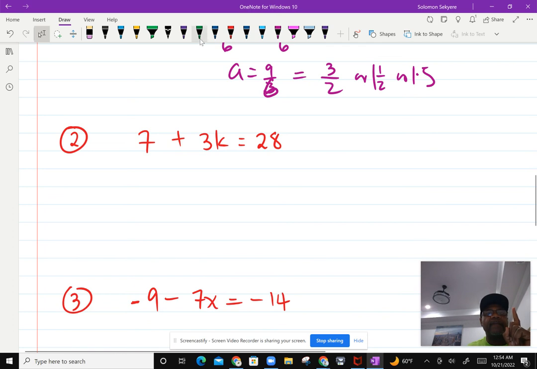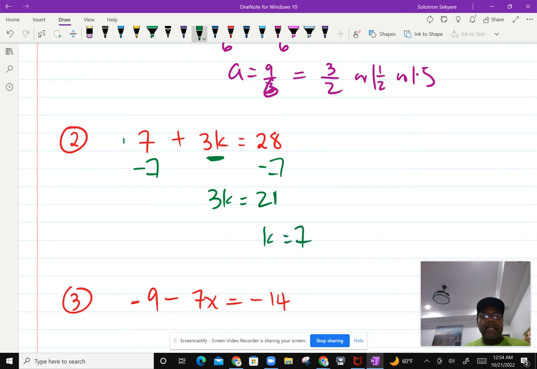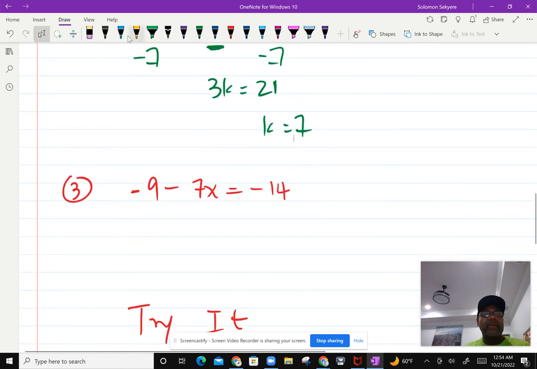What about this one? What's your first step? I say always identify and underline your variable term. After that, move the integers. So here it is 7, positive 7. There is no sign before it, that means it's positive. So you're going to say minus 7 from both sides. And then you say 3k equals what? 21. And how do you find your k? You divide both sides by the coefficient and you get k equals 7.